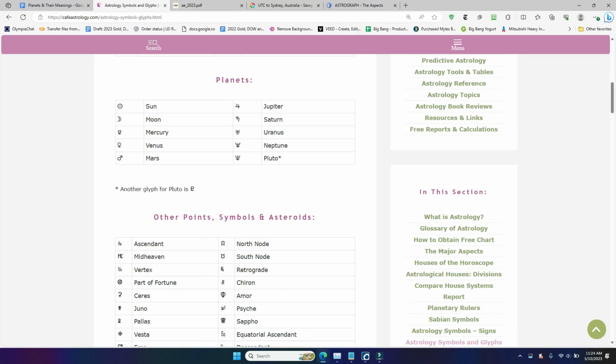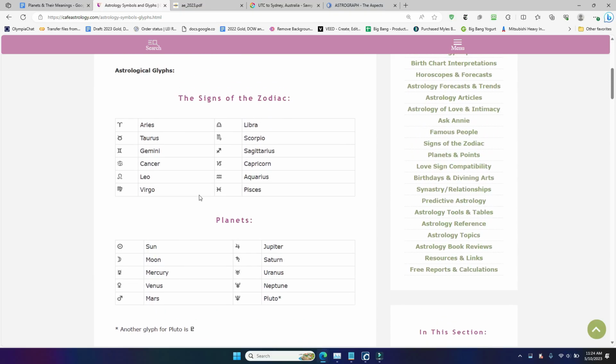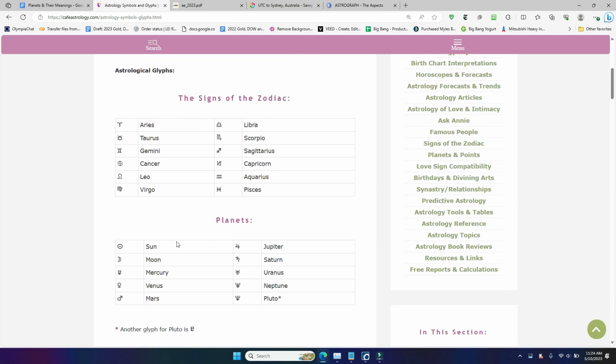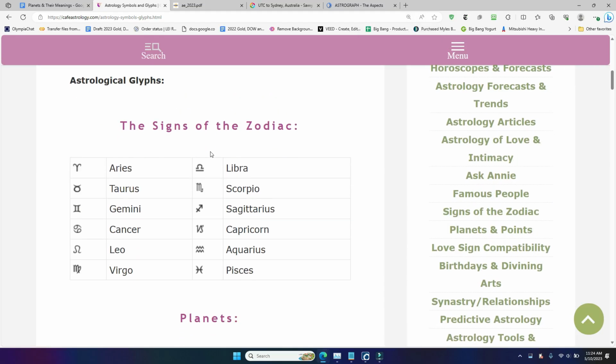Okay, so now that we've got an idea of the glyphs for the planets, and of the actual planets themselves, we're going to switch over to the zodiac signs, because when we understand the planets and their glyphs, and then the 12 zodiac signs, we'll be able to read an ephemeris. A zodiac is essentially a wheel that gives us a formation of 360 degrees, which measures one revolution of the Earth around the sun.